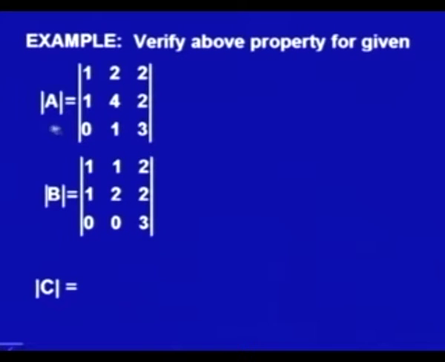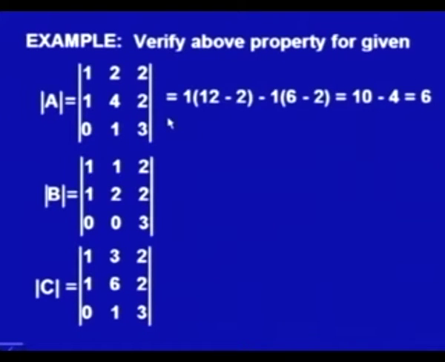So, if I have determinant A as 1 2 2, 1 4 2, 0 1 3 and determinant B as 1 1 0, 1 2 0, 2 2 3, then the determinant C will be: first column is copied as such, third column is copied as such, but the second column is 2 plus 1, 3, 4 plus 2, 6, 1 plus 0, 1. So, determinant C is this.